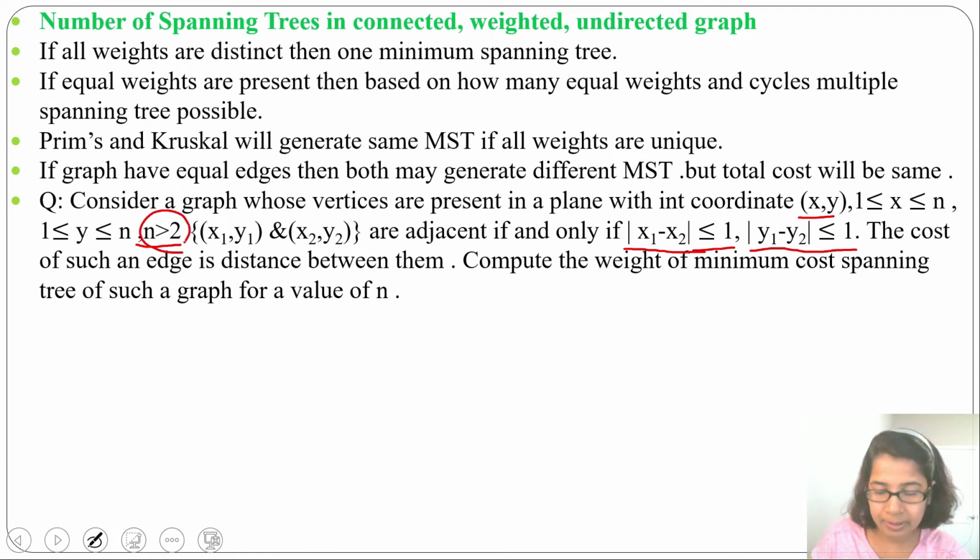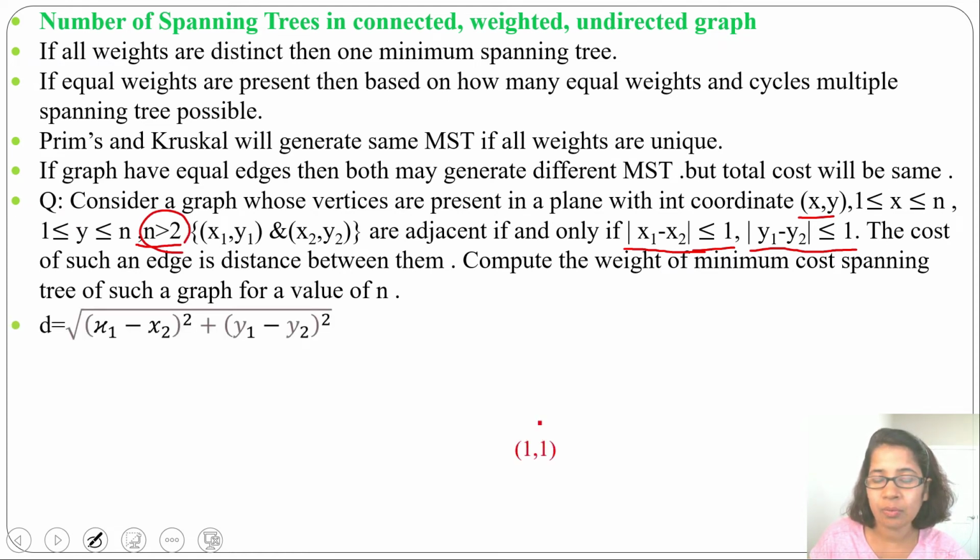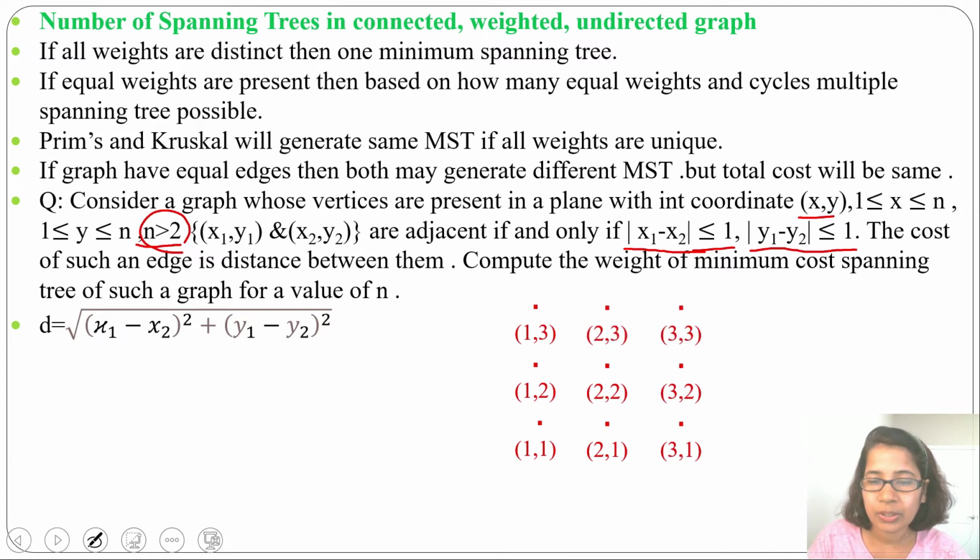So let me take an example for n equals 3. First I'll write the coordinates. So 1,1; 2,1; 3,1. Then 1,2; 2,2; 3,2; 1,3; 2,3; 3,3. So these are the vertices. Next I'll check which vertices are adjacent.